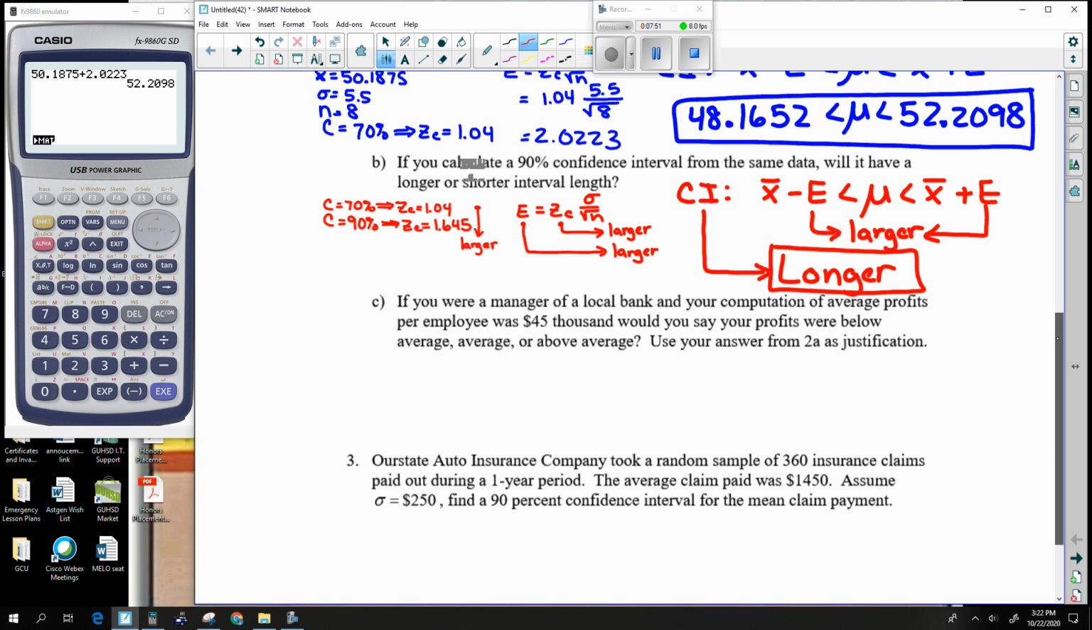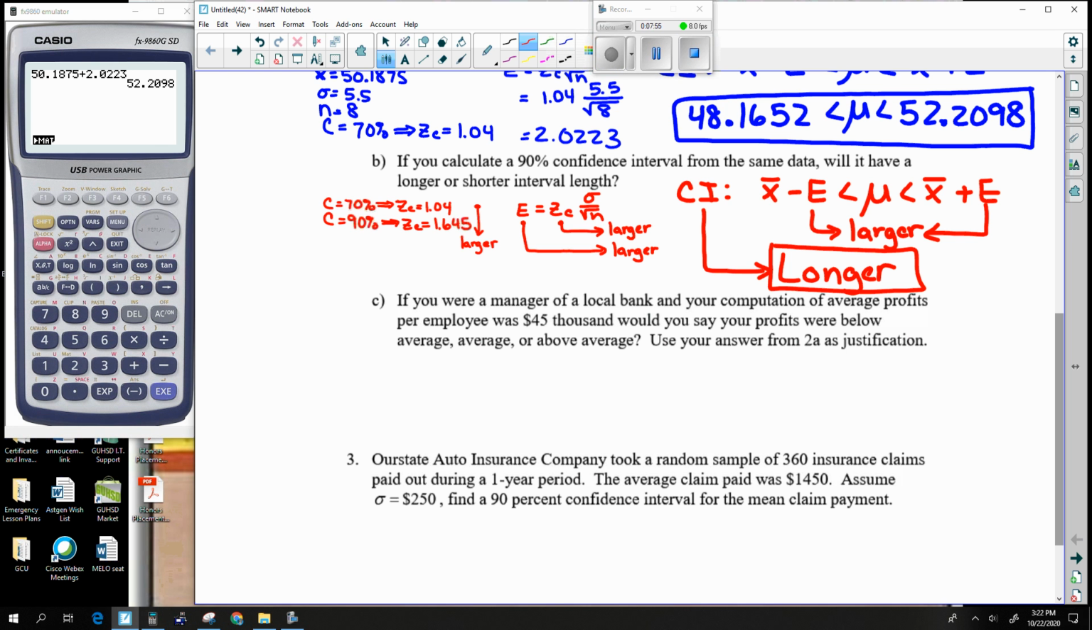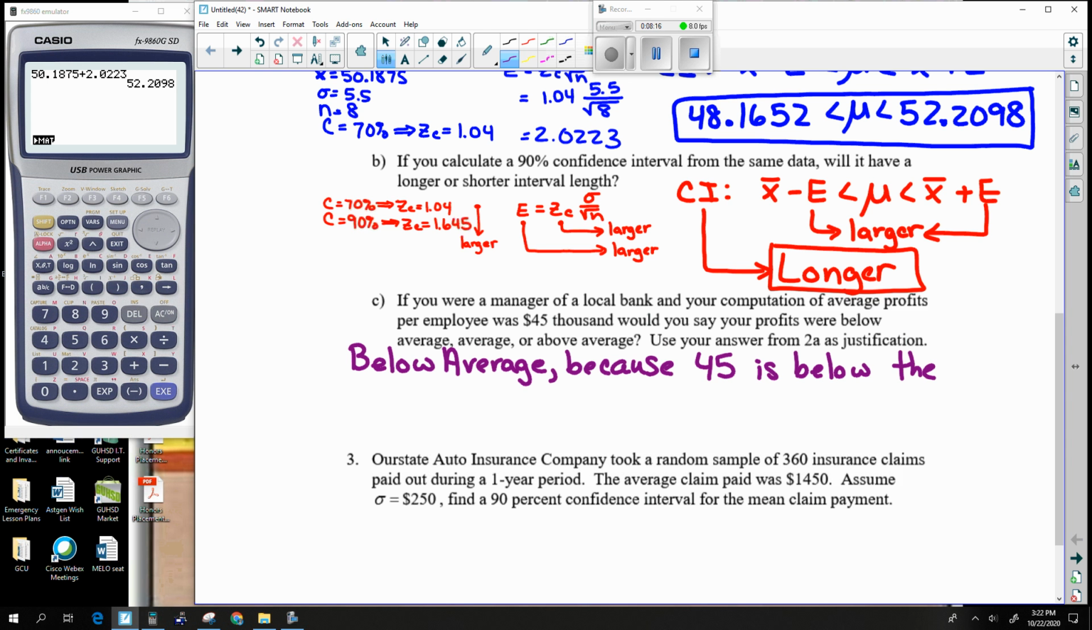The next question is, if your employees earn $45,000, is that below average or above average? And so this would be 45 is below average. Why? Because 45 is below the lowest average of 48.1652. That's like the gatekeeper on the low side. 45 doesn't quite make it.